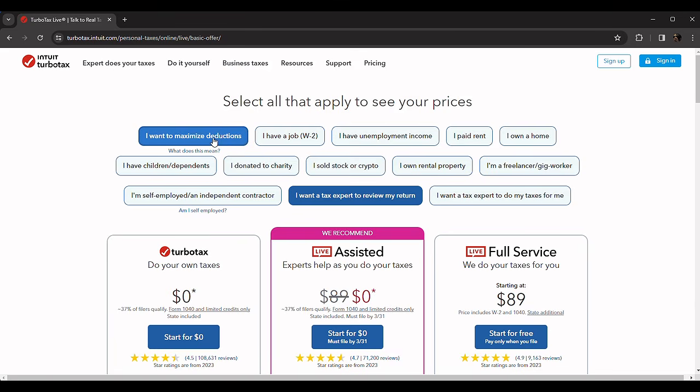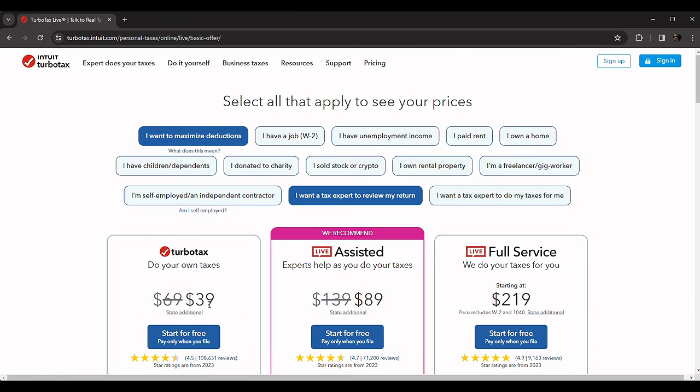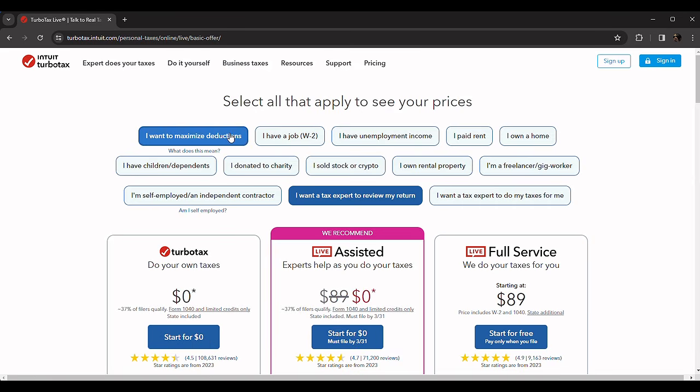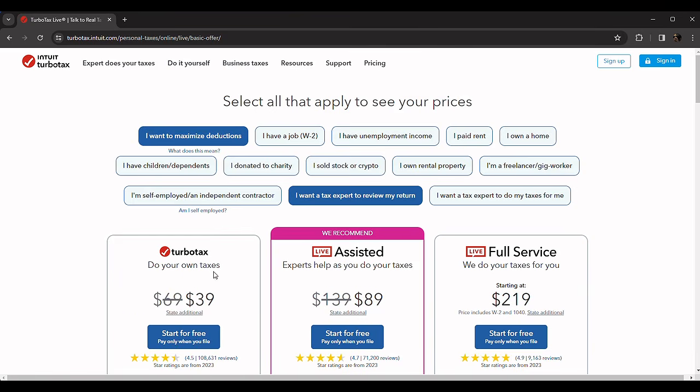So here, let's just review some of these. So you want to maximize your deductions, answer yes or no, because some people have no taxable income and they're not looking to maximize their deductions. But in your case, let's just say that we are. I want to maximize my deductions. So let's select this. But notice this. You see that? You no longer qualify for the free edition. So you can unselect that. See? So if you have a W-2 job, if you're going to do a W-2 on your tax return, it's still free. But if you click on this one, you want to maximize deductions, you no longer qualify. It's a $39 upcharge.